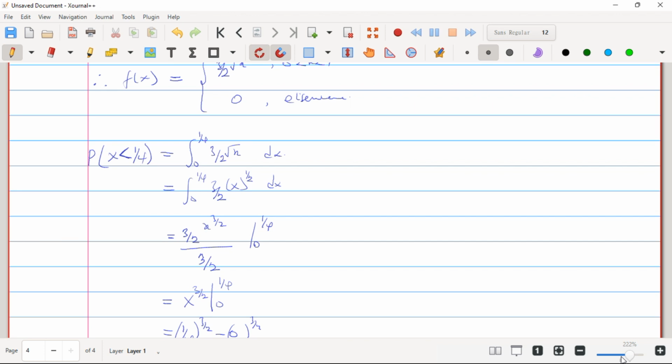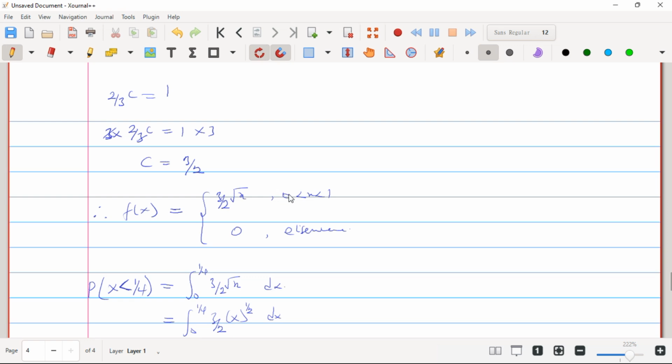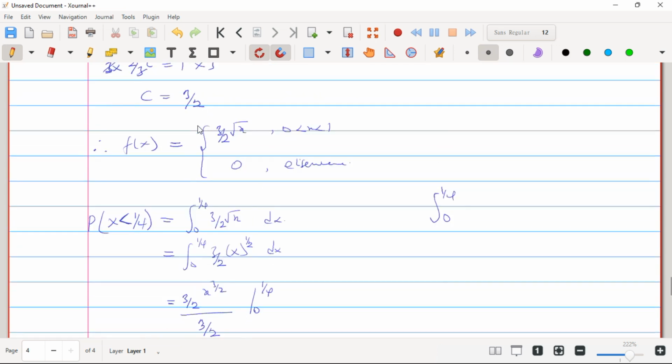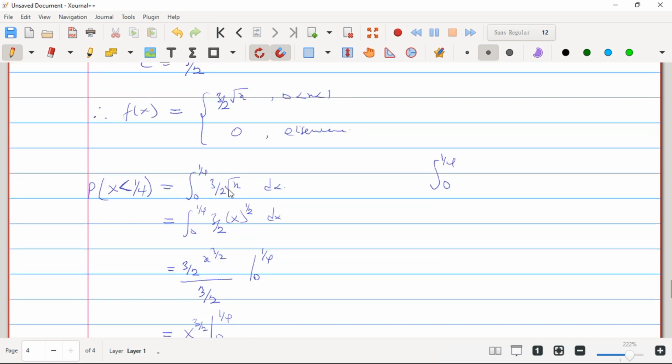So we have been asked to find the probability that x is less than 1 over 4. We knew from the above that x is starting from 0, so our limits will be the integral from 0 to 1 over 4, since x was starting from 0 and we have been asked to find x less than 1 over 4. Then we just put in our function, 3 divided by 2 square root of x dx, and integrate.